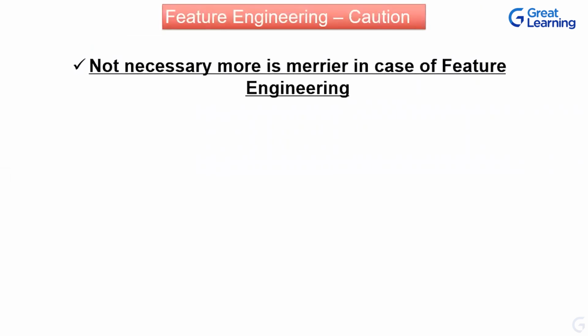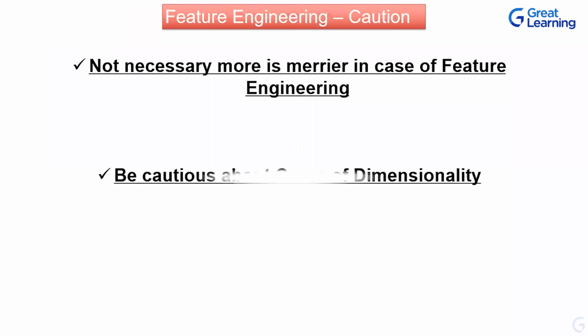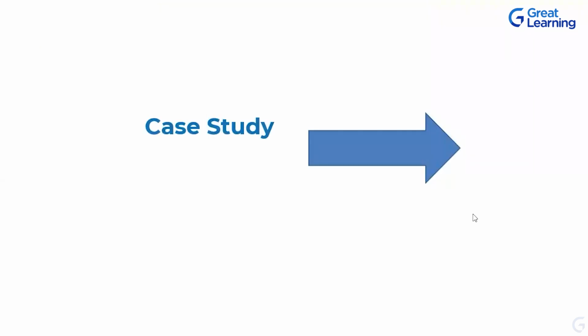One caution to note: it's not necessary that more is merrier in the case of feature engineering. Why? Because we should not fall into the curse of dimensionality. It should not happen that I create a number of features which is more than the number of rows, and hence my model performance really goes for a toss. When I'm taking you through a case study, I will give you an example of a feature which could be created like that, and I'll tell you why I have not created that feature. So with that, let's move on to a case study.